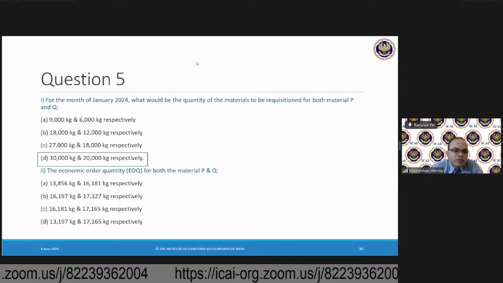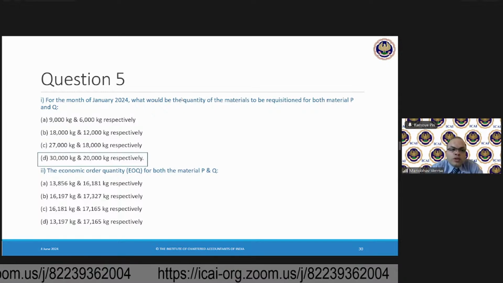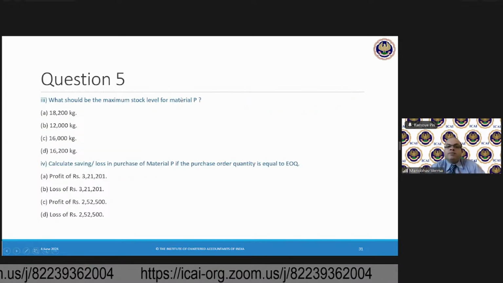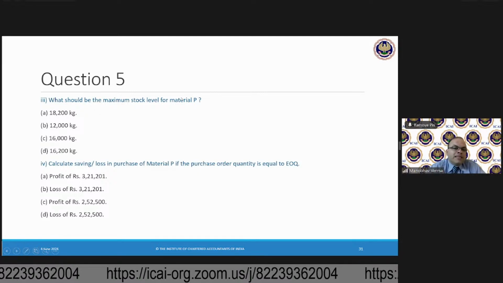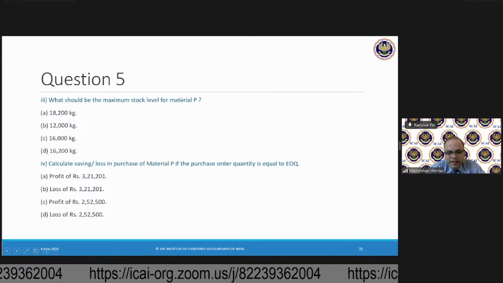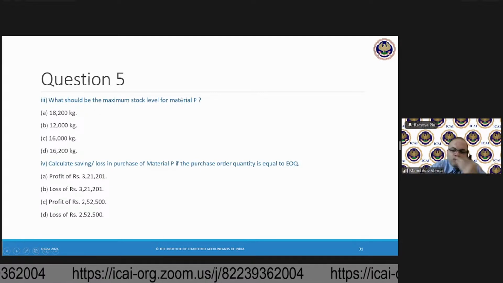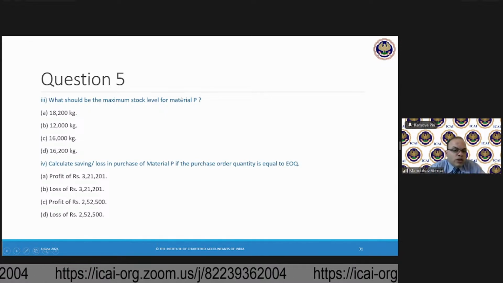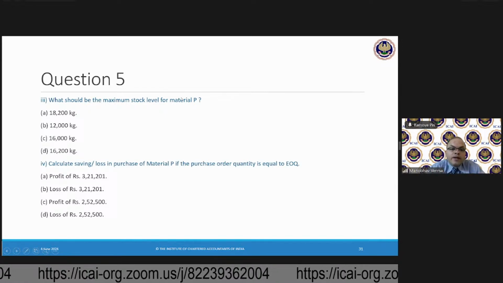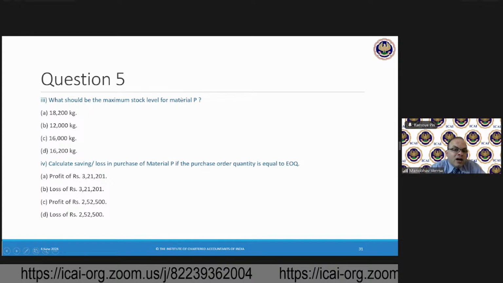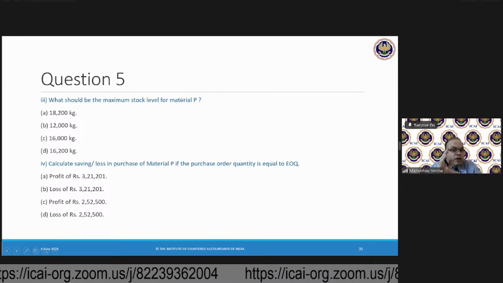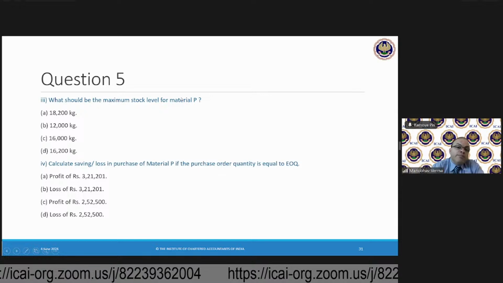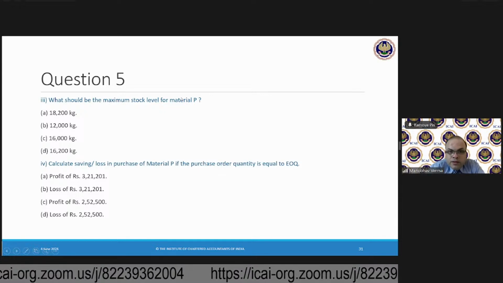We are also looking at a few more questions here, like what should be the maximum stock level for material P. Of course, for this we also need to do some calculation, like in the last question. The formula, remember, is reorder level plus EOQ minus minimum consumption and minimum lead time.